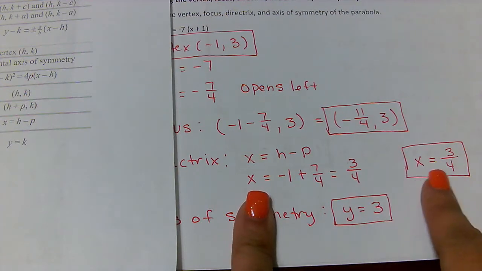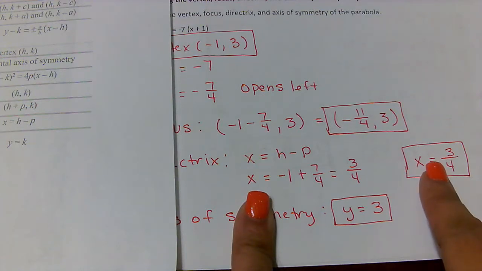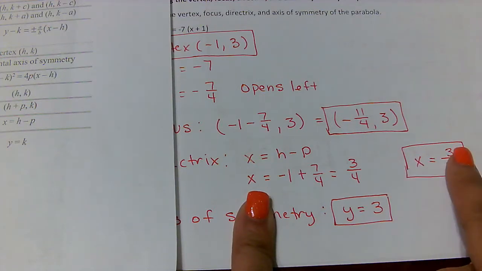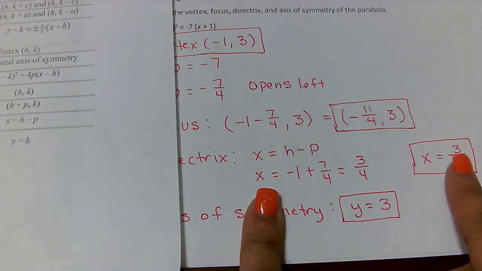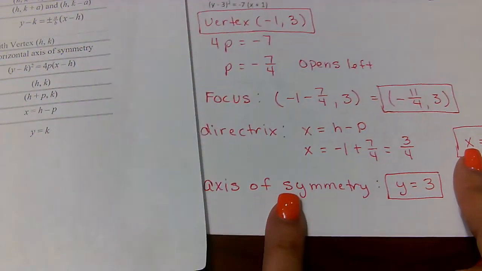It is important here that you include the variable, because you could have y is equal to 3/4 instead of x is equal to 3/4. If you do not include the variable and just write the number on the exam, this equation will be incorrect. Even though it is the correct number here, you still need to indicate if it's going to be a vertical line or a horizontal line.